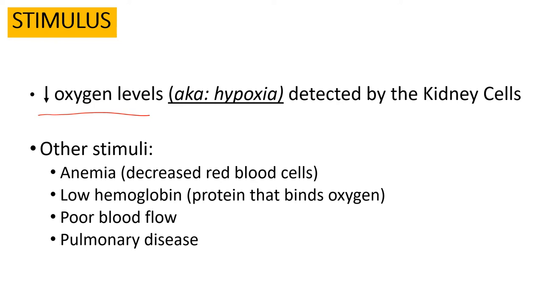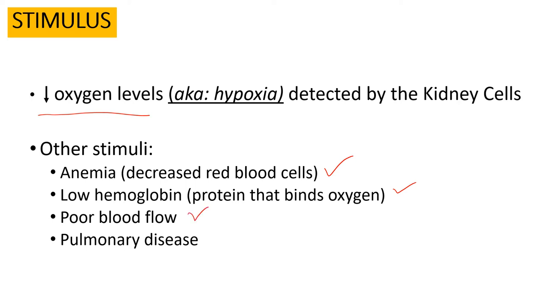Now, here are some other stimuli, but they all go back to low oxygen levels. So anemia, sure, if you've got anemia, you're going to have fewer red blood cells, which means you're going to have less oxygen in the blood. Low hemoglobin, and that's the protein that binds oxygen. So if you don't have hemoglobin, you can't bind oxygen. So again, that's going to result in low oxygen levels.